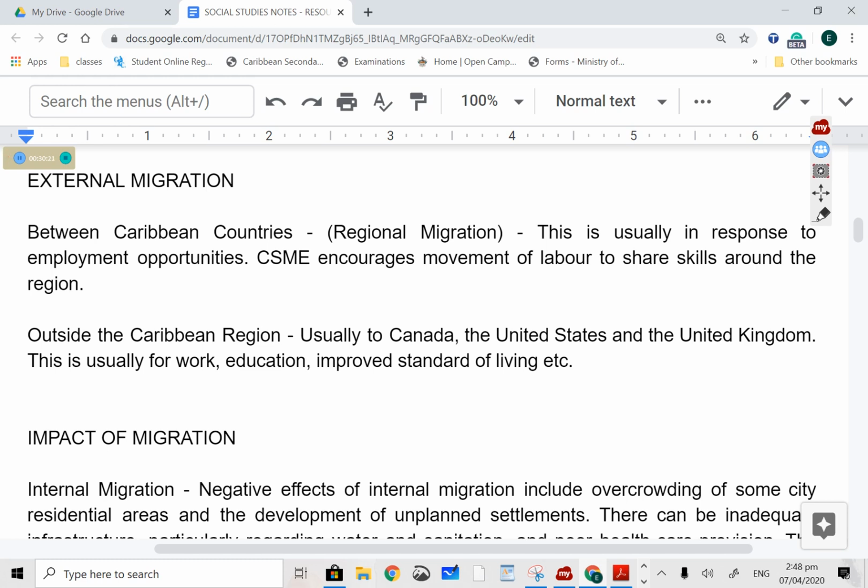Okay, right now it encourages free movement of labor outside of the Caribbean region, usually to Canada, the United States, and the United Kingdom.